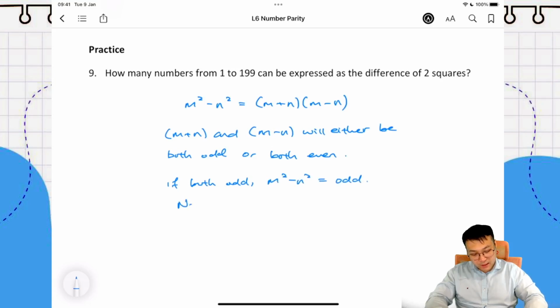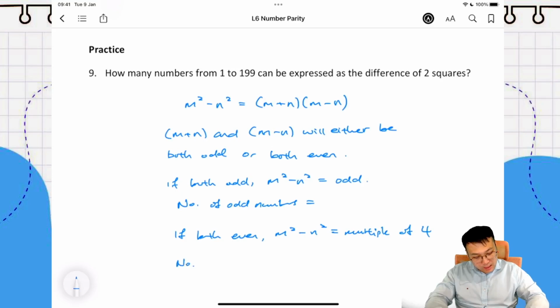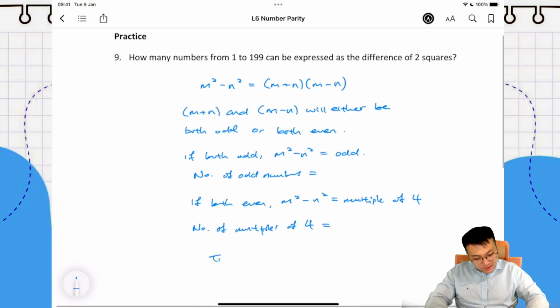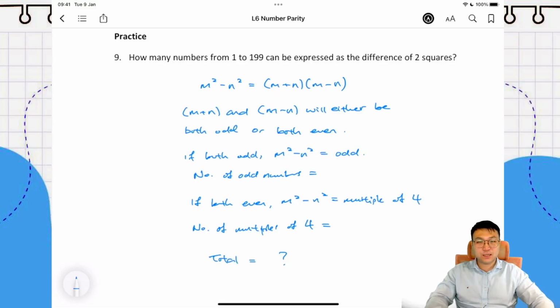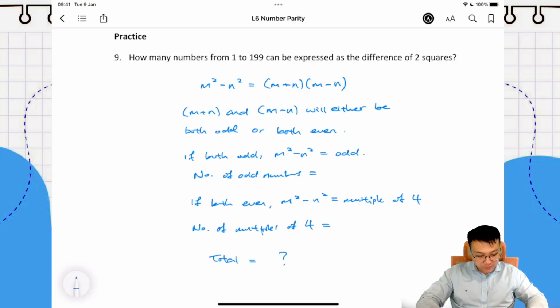So you just need to find how many odd numbers are there. But if both of them are even, then the result will be a multiple of 4. So you must find out how many multiples of 4. Then you can tell me your final answer. So students, can you work out your final answer and let me know? Type in the chat. Quite straightforward.